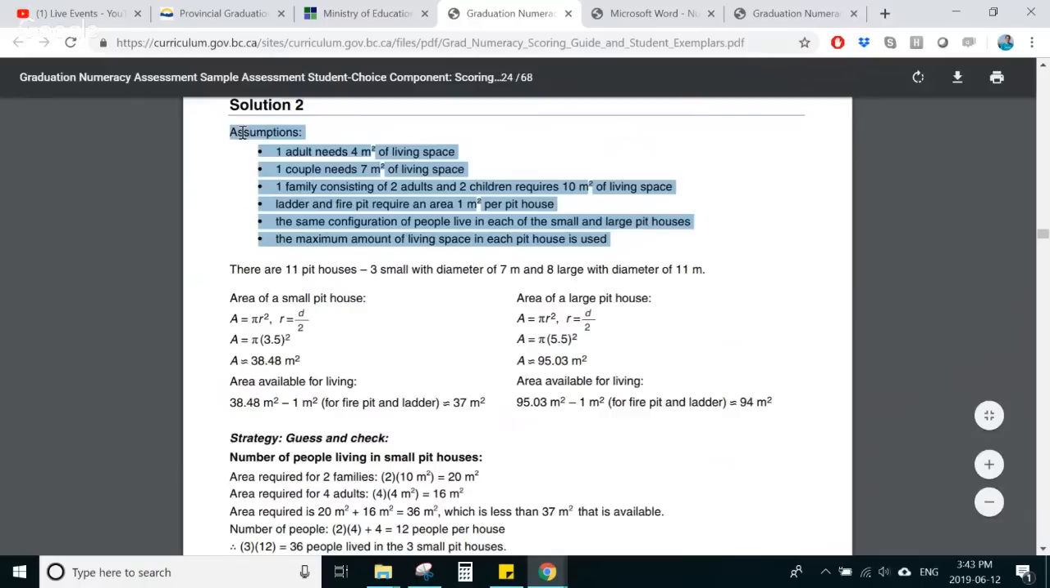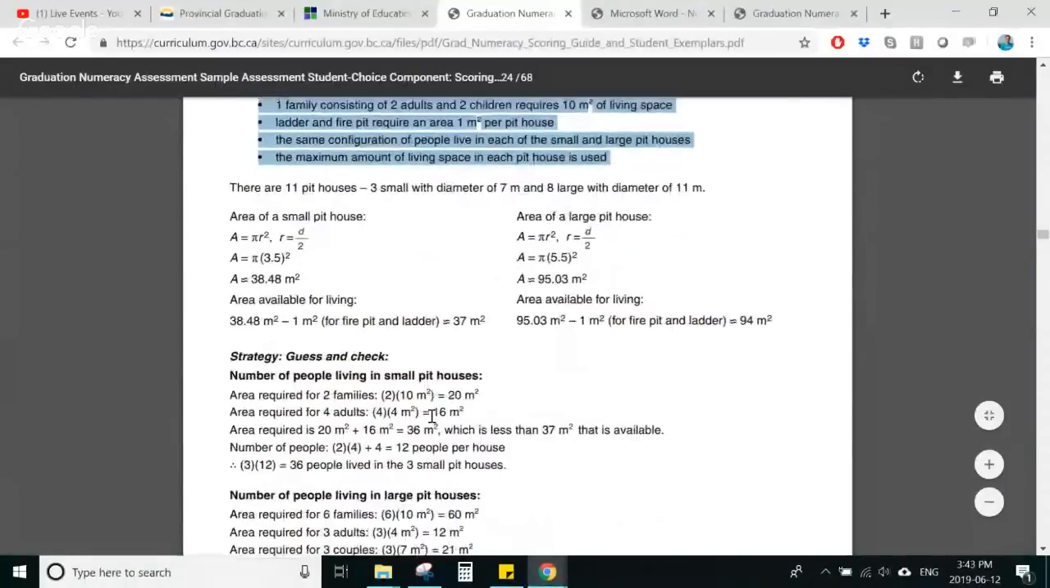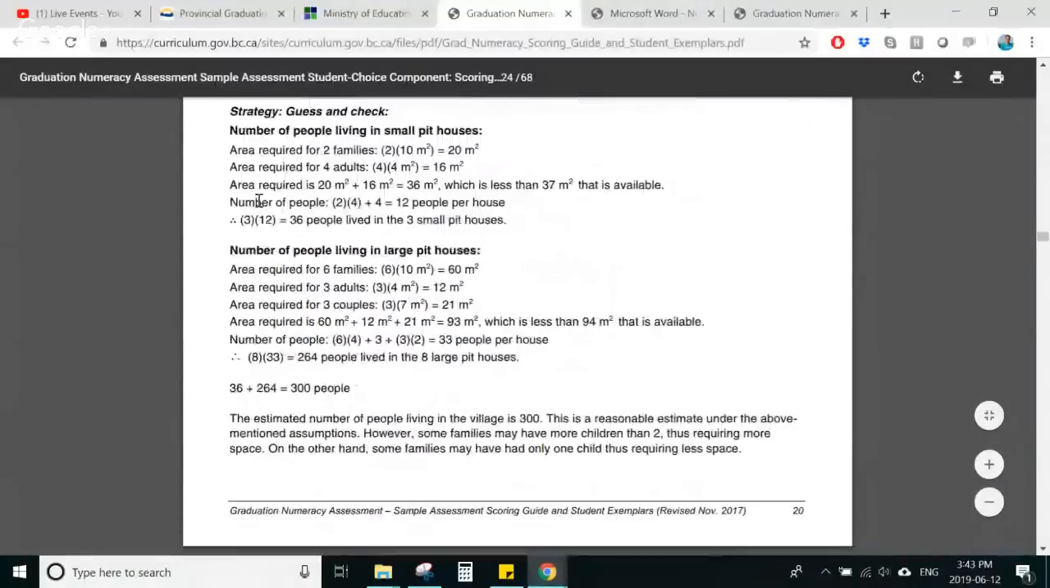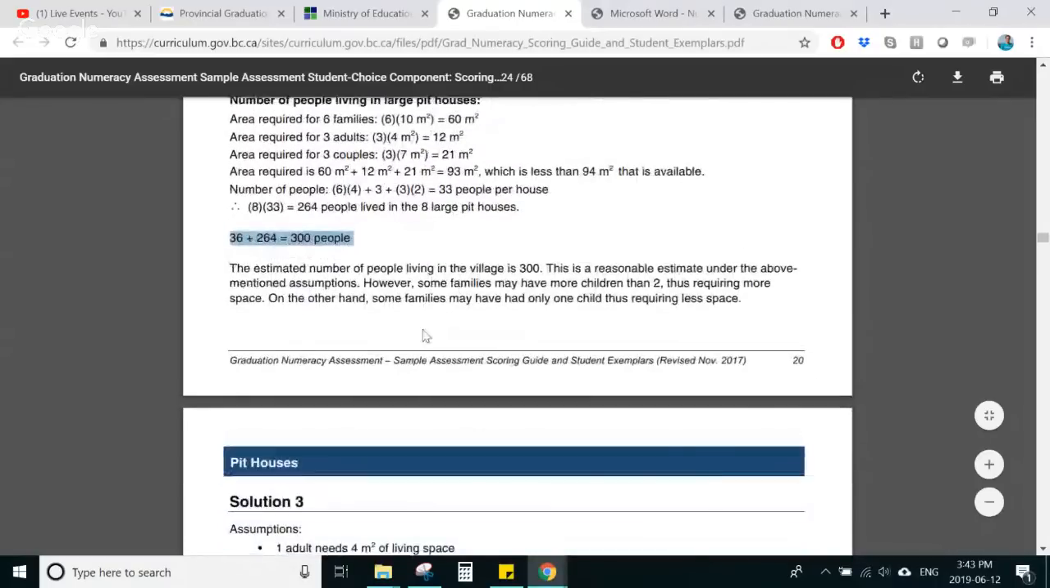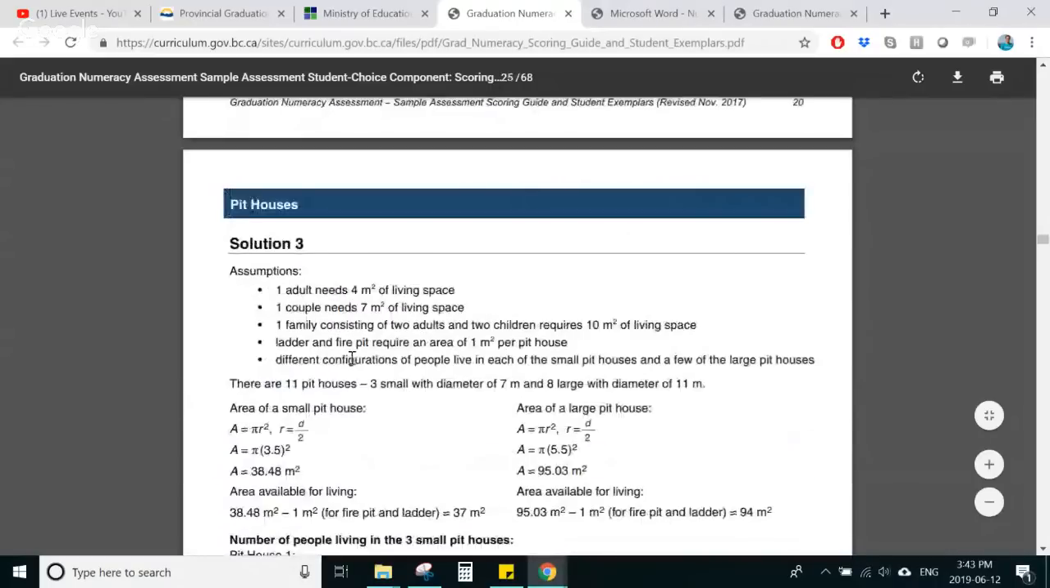Okay, so it's important to write those assumptions down, show your calculations for the total area of the pit houses, and then divide by the number of people, etc., to find an approximate answer. What if you got stuck? Notice there's another solution here as well.